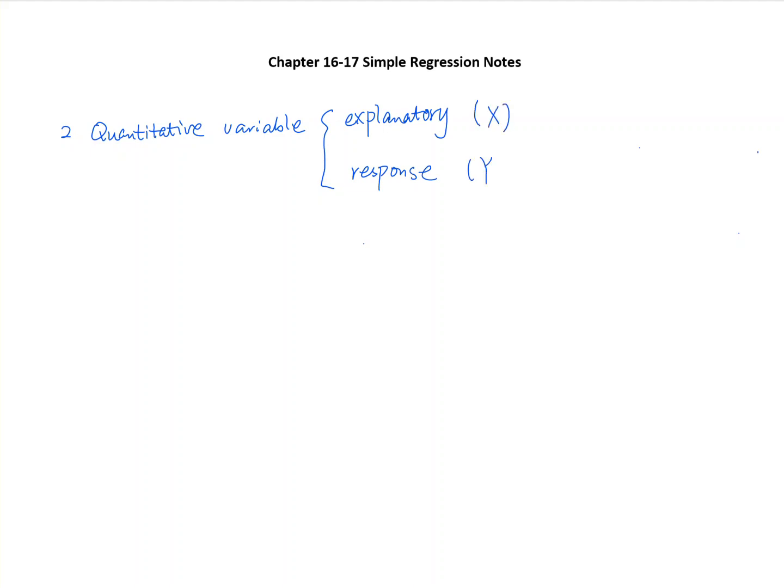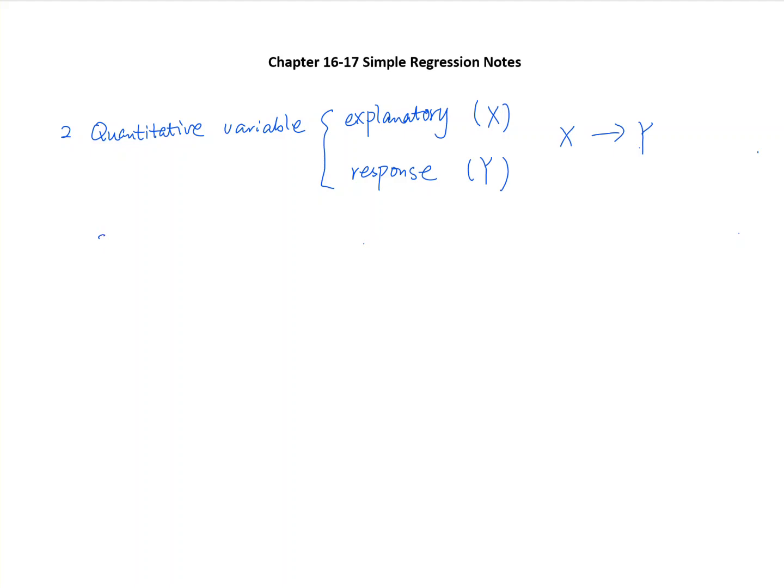We say that simple linear regression is based on two quantitative variables. One is called the explanatory variable. The other one is called the response variable. For the explanatory variable we call it x, and the response variable we call y. So we say x will affect y. The explanatory variable will affect the response variable.